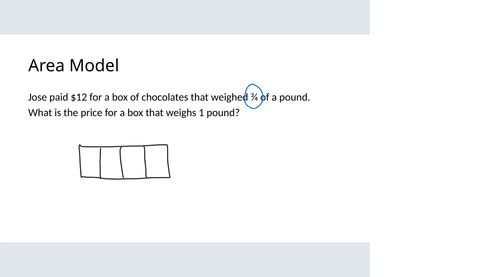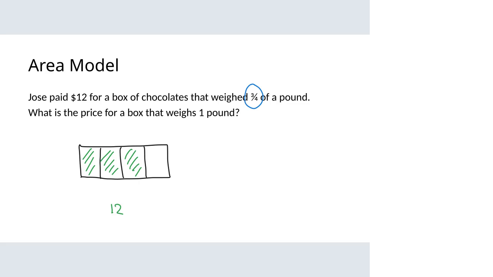There's fourths, and he bought 3/4 of a pound. So what he bought was that much, 3/4 of that 1 pound box of chocolates. And he paid $12 for it.